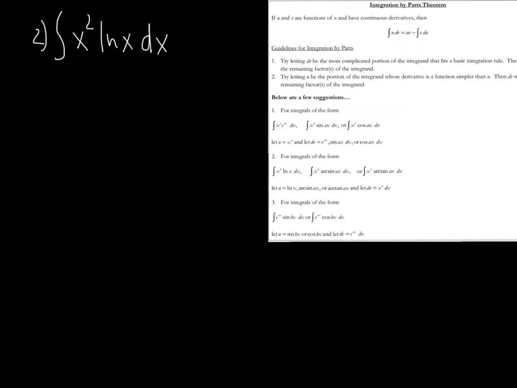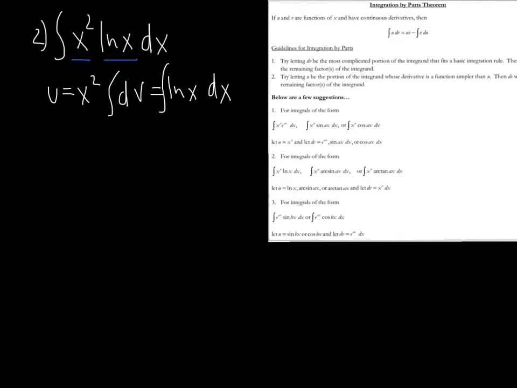All right, in this example, we have x squared times ln of x. Your first instinct may be to let u equal x squared because you're saying, hey, that's pretty easy to take the derivative of. And maybe I'll let dv equal natural log of x dx. But the problem arises when you try to take the integral of dv to get v, and we are really not sure what the integral of ln of x is.